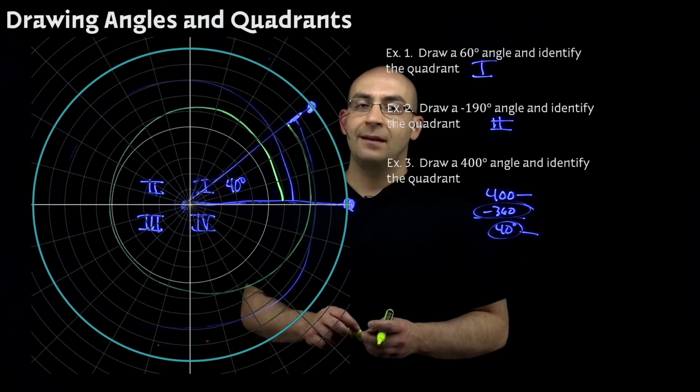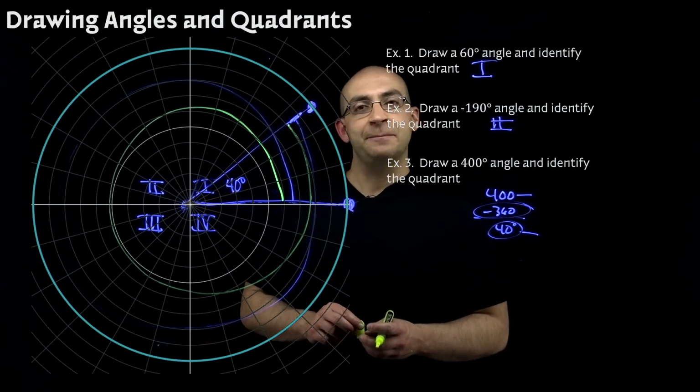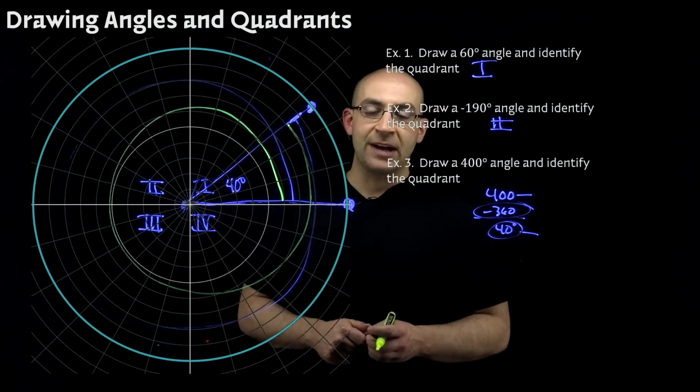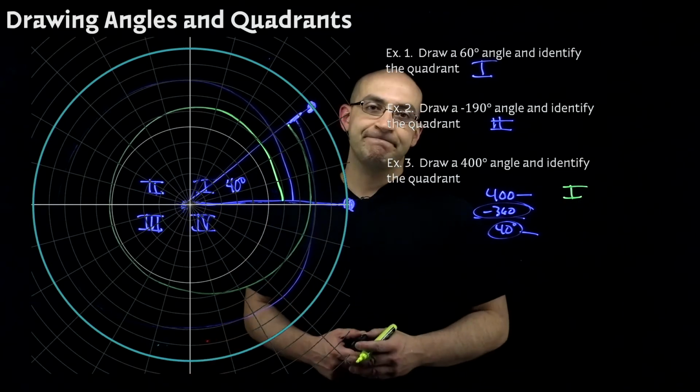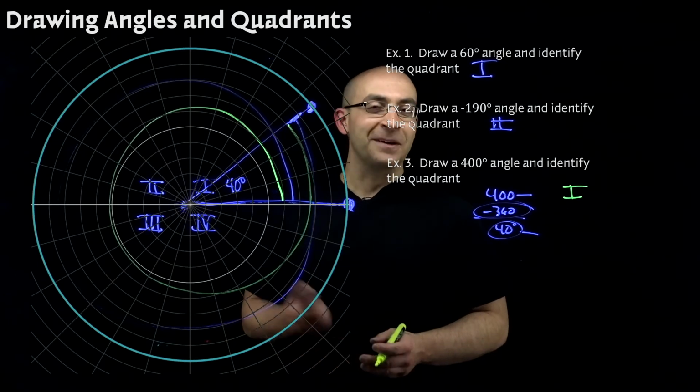Now, I think we can figure out what quadrant it's in. The terminal side of a 400 degree angle is in quadrant 1. This would have gone a lot better if that marker worked.